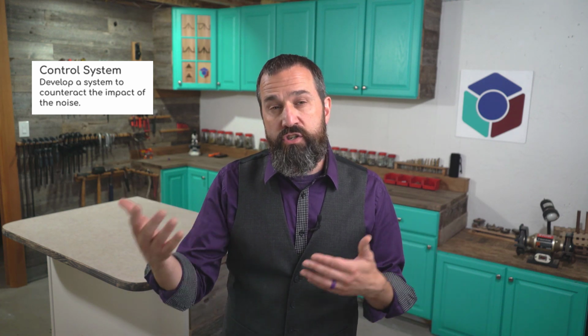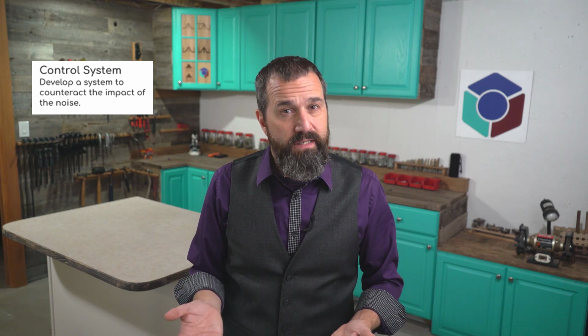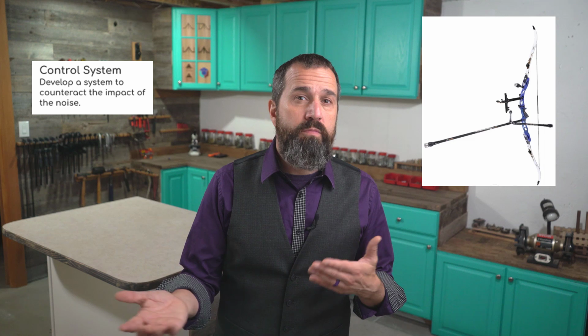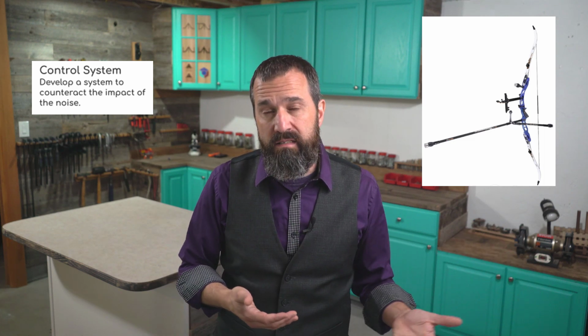The next strategy is to create a control system. You develop a system to counteract the impact of the noise. The noise still happens, but the product adjusts for it. Now, it can be an intelligent system, like with computing power and everything, but it can also be really very basic. Like if a bow had a rubber grip, allowing it to conform to different hand sizes.